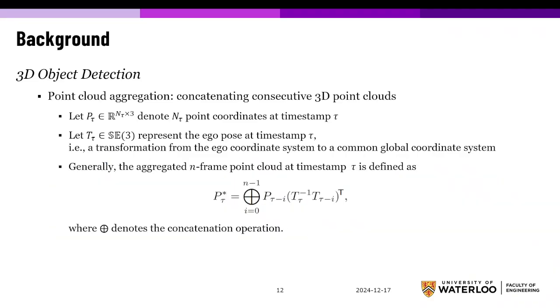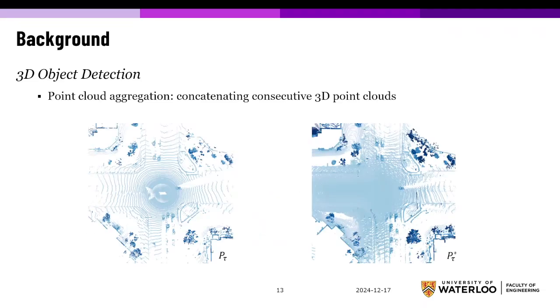And more generally, we can generalize this process to aggregate more past frames using the same transformation. And then in the end, we can just concatenate all the point clouds after the transformation. And what this will give us is a very densified point cloud. As you can see, the background features are very nicely aligned, and they're densified, which will make certain objects easier to detect.